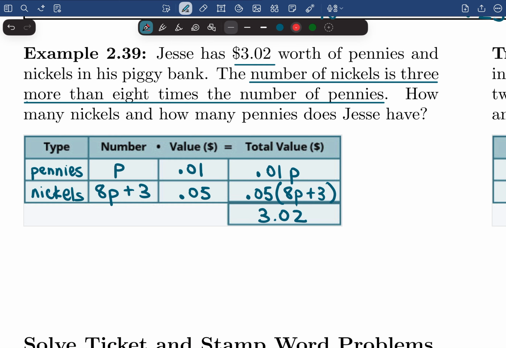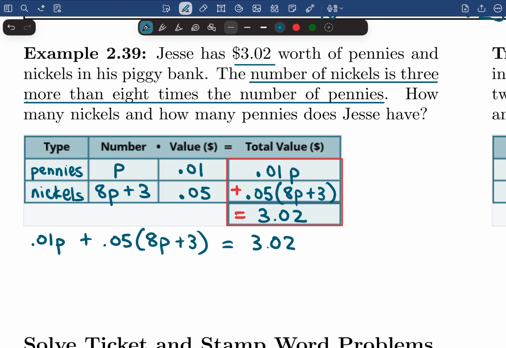Now what's great about creating this table is this specific column right here can be added and set equal to create an equation. Let's write the equation down below. It's 0.01 times P plus 0.05 times 8P plus 3 equals 3.02. Now that I've created an equation, I can now solve that equation for P, which will tell me the amount of pennies that Jesse has. So let's jump in a little bit, and you might notice we have some algebra to do. We've got to distribute.